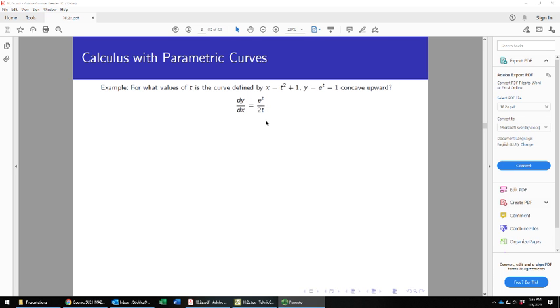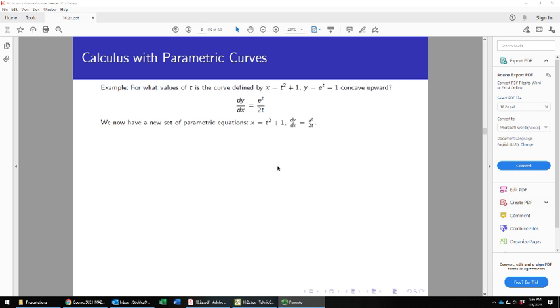Now, you're probably very tempted to say the second derivative is the second derivative of y with respect to t over the second derivative of x with respect to t. That is not correct. Okay? We want the second derivative of y with respect to x, not the second derivative of y with respect to t and the second derivative of x with respect to t.